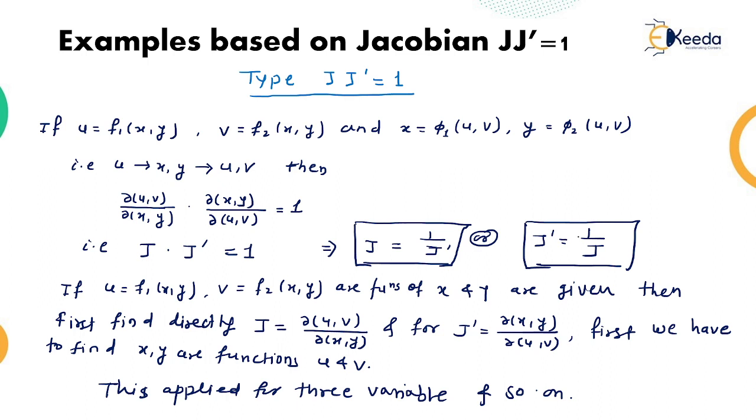Yes. Now after explaining this type, I am going to discuss type number 2, that is J into J dash is equal to 1. So let me start by solving some examples on J into J dash is equal to 1.